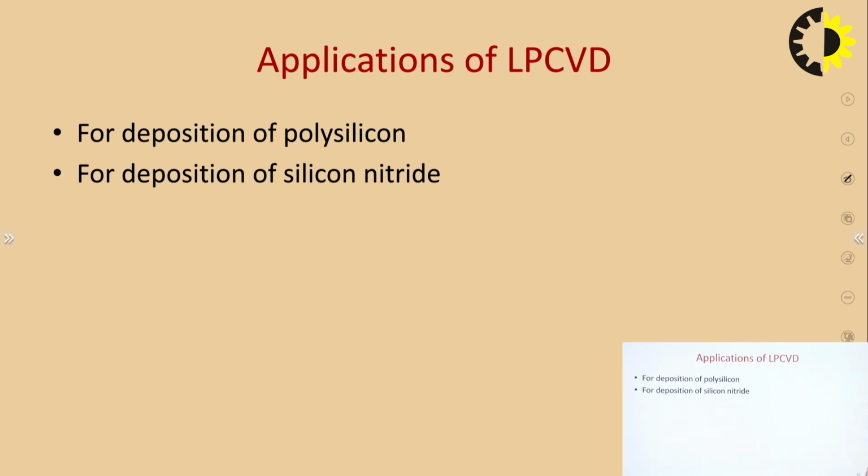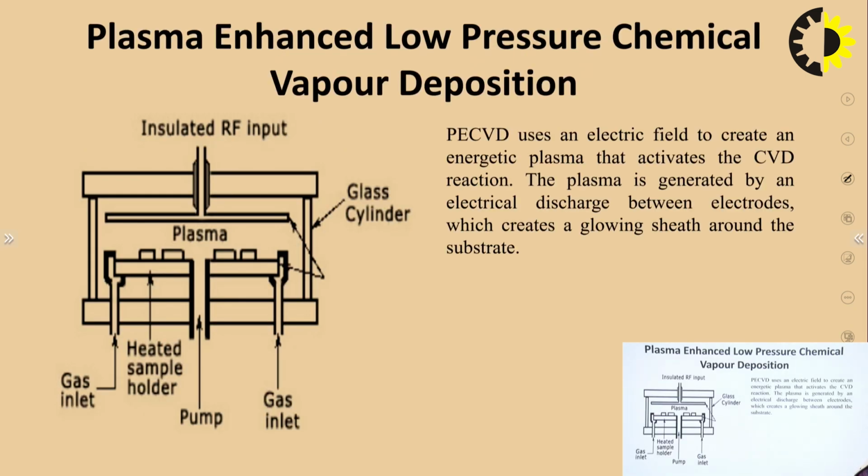Now, applications of LPCVD: it is used for the deposition of polysilicon and silicon nitride. So earlier APCVD was used for deposition of silicon dioxide, but this is used for the deposition of polysilicon and silicon nitride. So these are the three topics: deposition of silicon dioxide, deposition of polysilicon, and deposition of silicon nitride. We can write on these topics by giving these diagrams and explaining these methods. So the third method from chemical vapor deposition is plasma enhanced CVD.